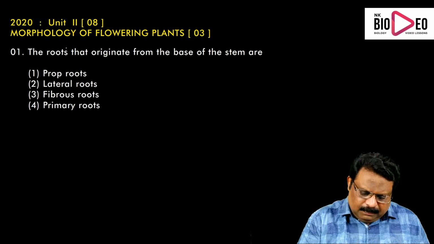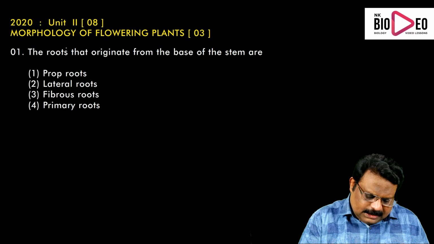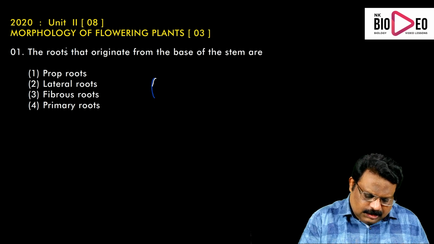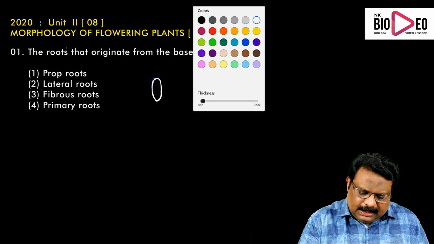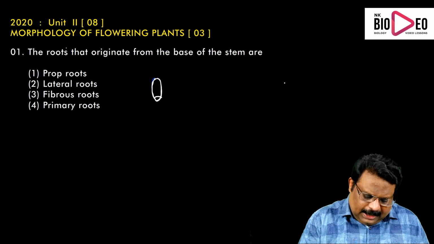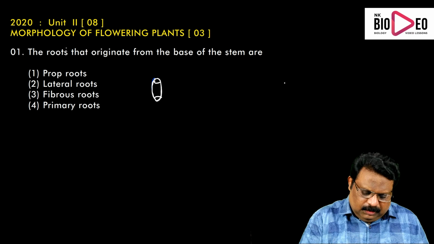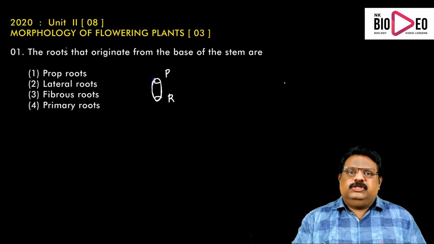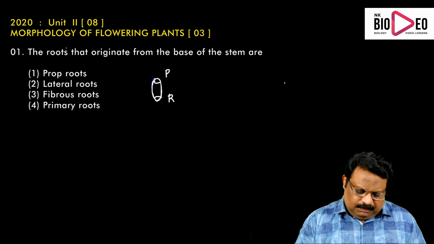You can see a root is developing from an embryonic body. An embryonic body has 2 meristematic regions. One is called radicle and the other one is called plumule. This is plumule and this is radicle. Plumule becomes the shoot system, radicle becomes the root system.